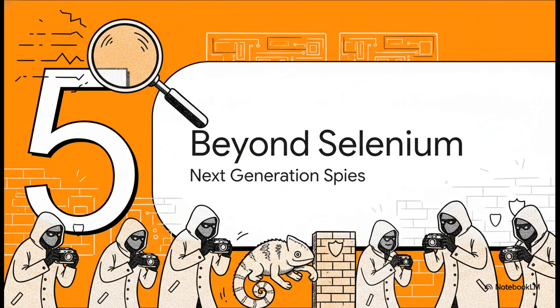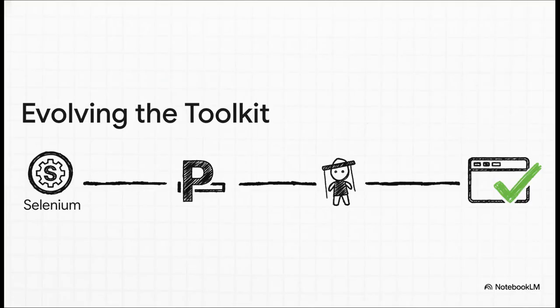So this constant back and forth has forced an evolution. If Selenium is becoming too easy to spot, even with a disguise, what's the next move? Where does the game go from here? Well, let's look at the next generation of spies that are just starting to enter the field. The whole landscape is shifting toward newer tools that were really built from the ground up for this modern web. You've got frameworks like Microsoft's Playwright and Google's Puppeteer, which are often just better at stealth right out of the box. But the real game changer is a totally different way of thinking.